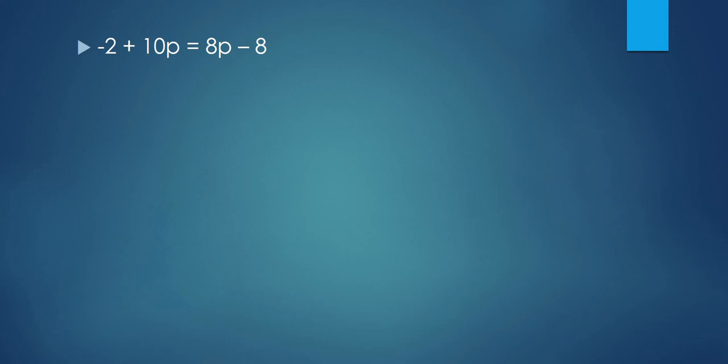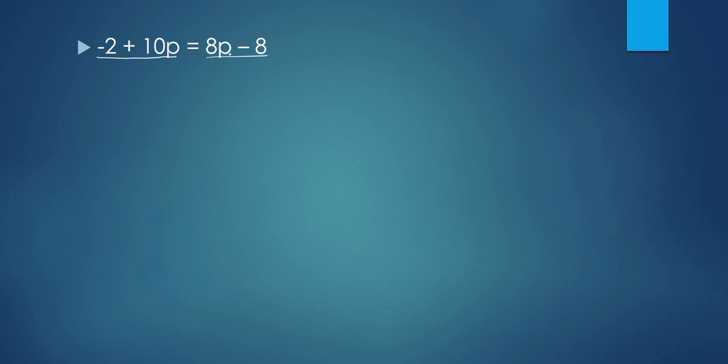So the first step, remember, was to simplify each side if necessary. But when I look at this, the left side is simplified. I cannot combine these two because they're unlike terms. And the right side is simplified. Now the entire equation is not, but each side individually is as simplified as I can get it. So I'm going to go on to step 2, which is to use addition or subtraction property to put all the variable terms on one side and all the constants on the other.